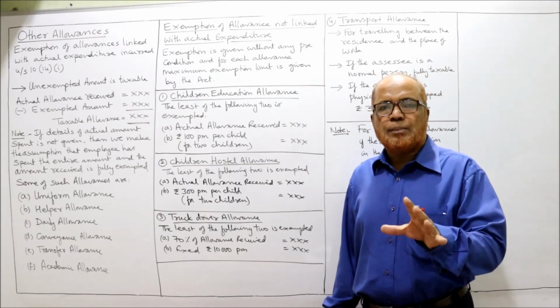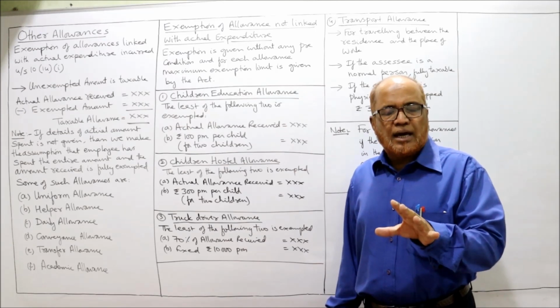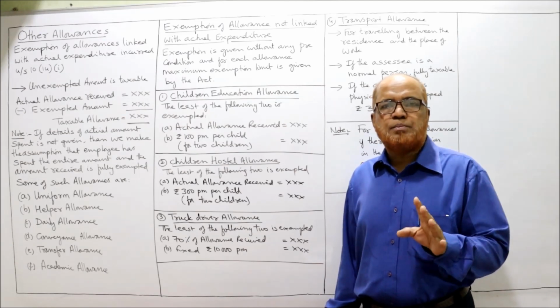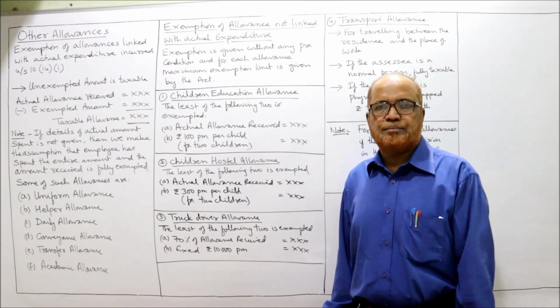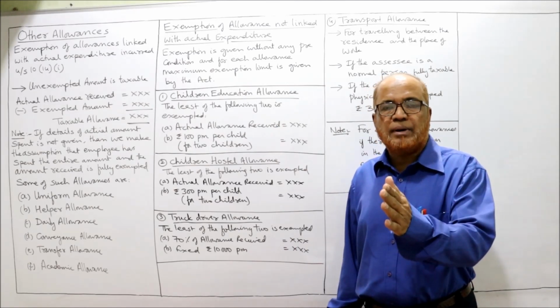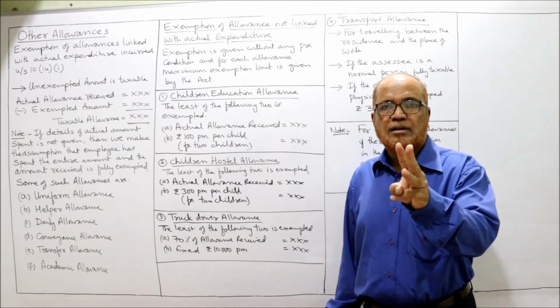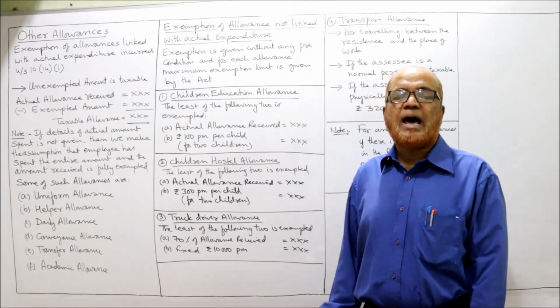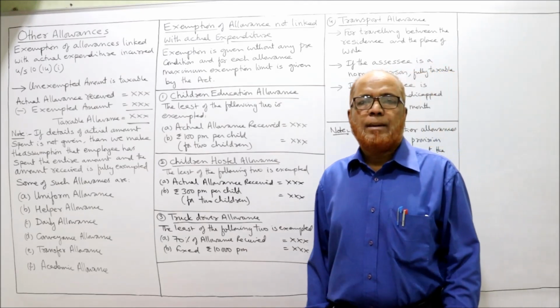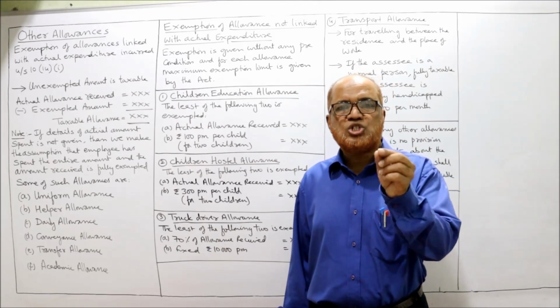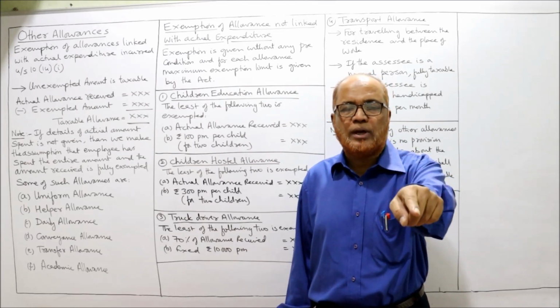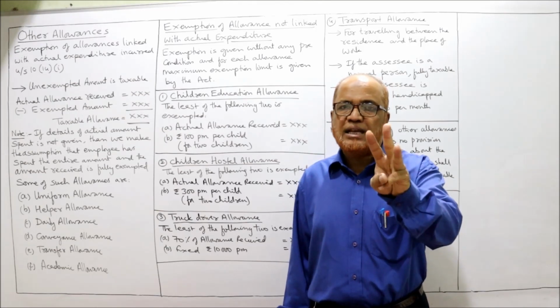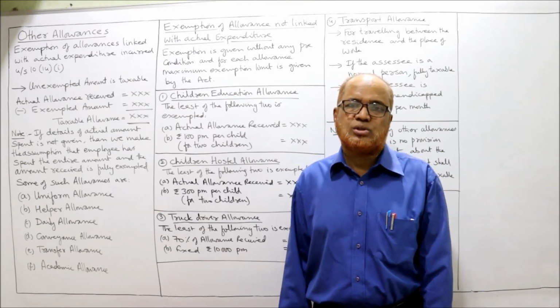Example: suppose the employer has given 1,000 rupees per month for each of 3 children. So 3,000 rupees per month he is getting, so per annum he will get 36,000. Monthly 3,000 rupees children education allowance the employee is getting, so per annum 36,000.